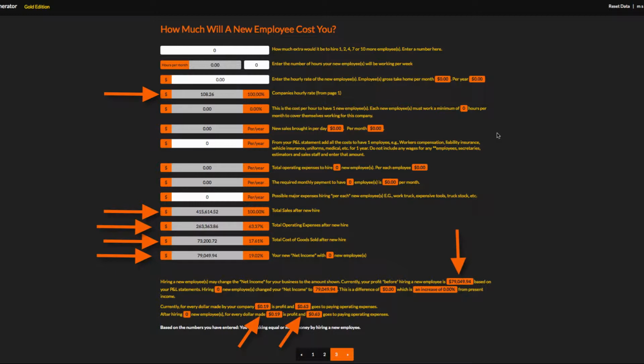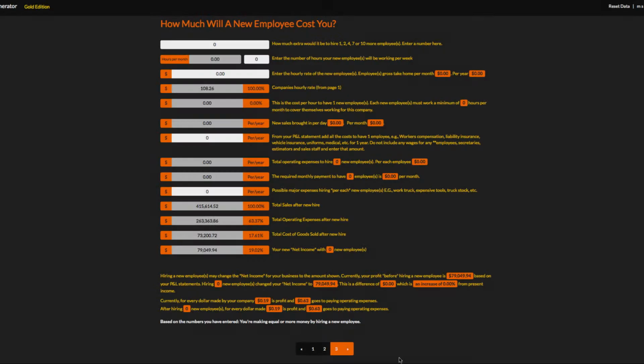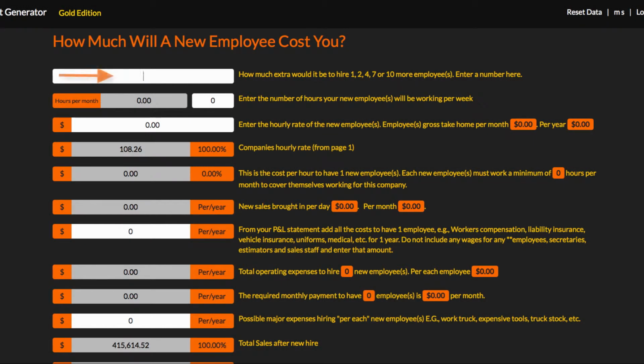on this page. As a reference from the first page, it shows our company's hourly rate, and down here we see our existing profit and loss numbers that we entered from the first page of the profit generator. First off, enter how many new employees you want to hire. Let's start off with one new employee here. Keep in mind, we already have 2 employees. We are calculating what it'll cost us to have one new additional employee, making a total of 3.